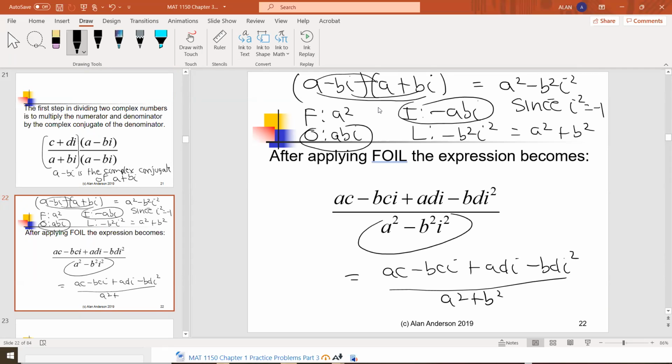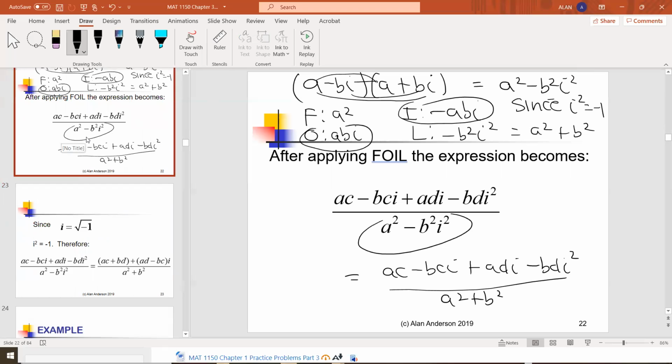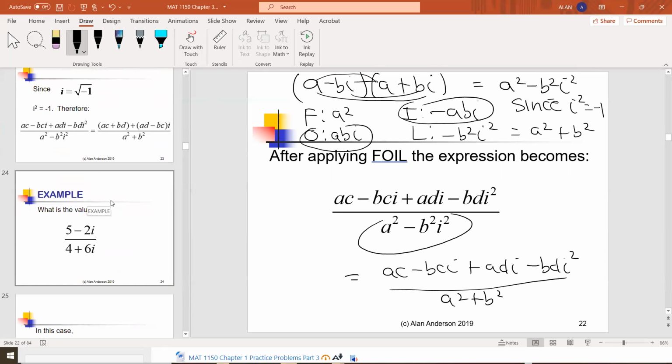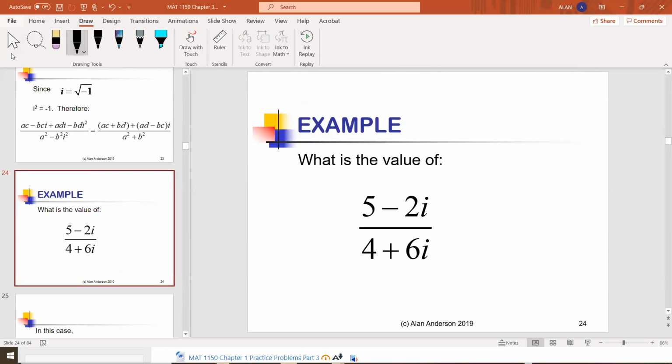And that's, of course, a real number. Now, even if this doesn't become a very simple expression, at the very least, we've accomplished our goal of eliminating any imaginary or complex numbers in the denominator. That is by itself enough reason to do this. All right, let's do an example. It's so much easier with examples.